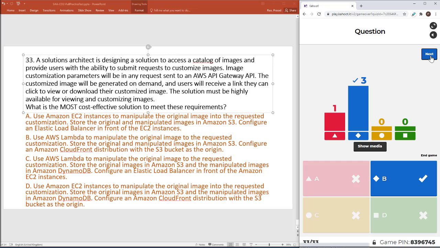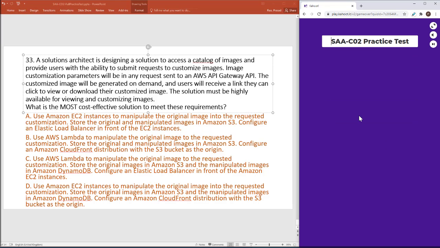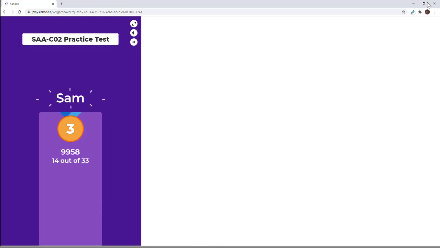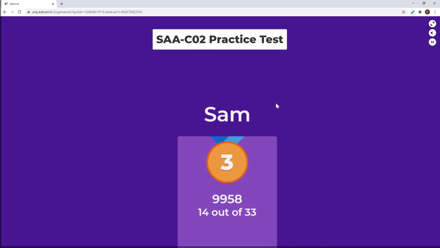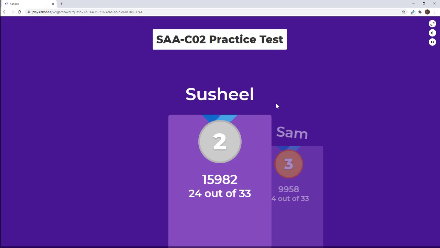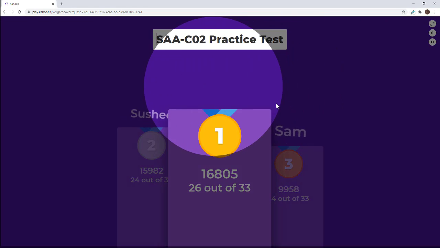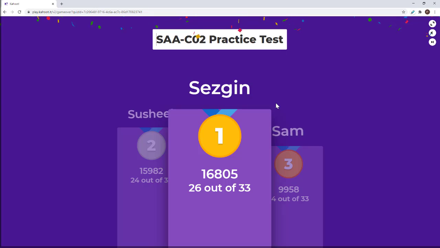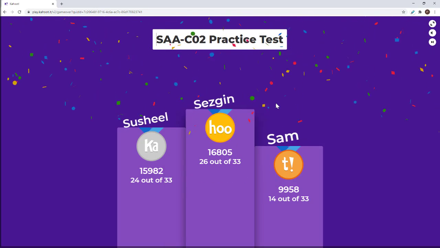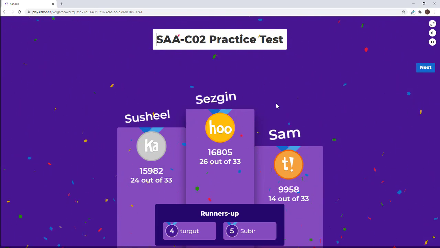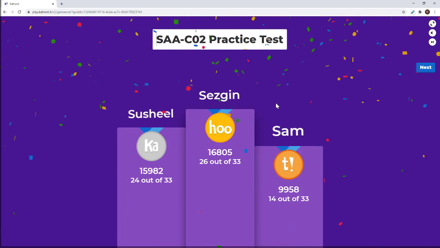So with that, we come to the end, and let's have a look at the podium. Jazam got 14 out of 33 correct. So she got 24. And Siskin got 26 correct. So that's pretty much what we had today.